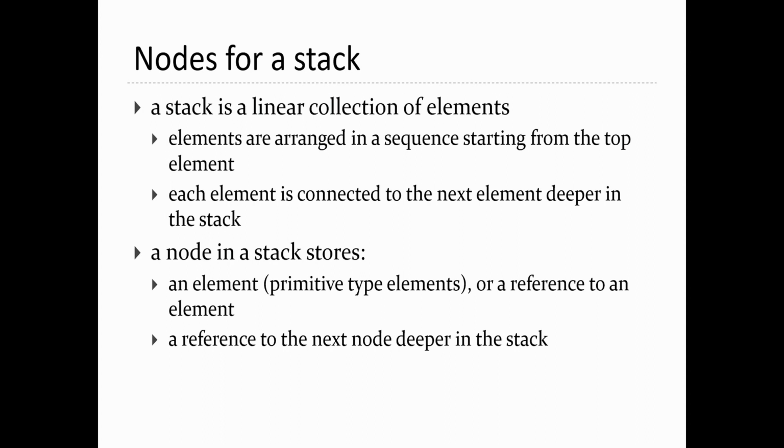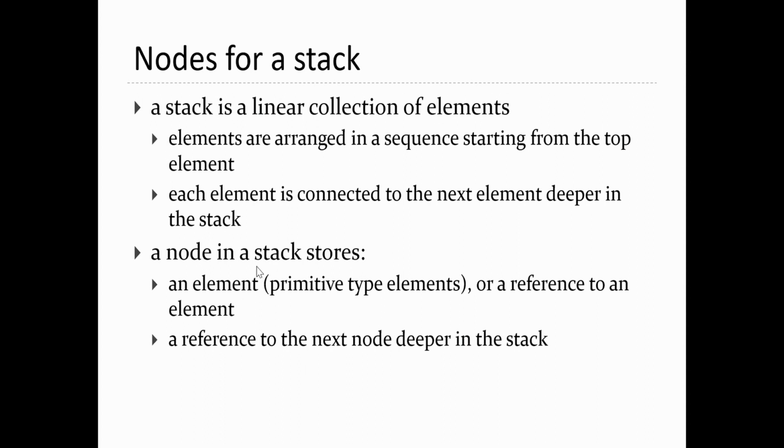Now, a stack is just a linear collection of elements. By linear, I mean that there's a top element, and then underneath that, there's the next element, and underneath that, there's the next element, and so on and so forth. The elements are arranged in a sequence starting from the top element. Each element is connected to the next element deeper in the stack. If you were to draw a picture of a stack, it looks like a line of nodes or a line of elements. We call these types of data structures linear. Lists, for example, are linear data structures.